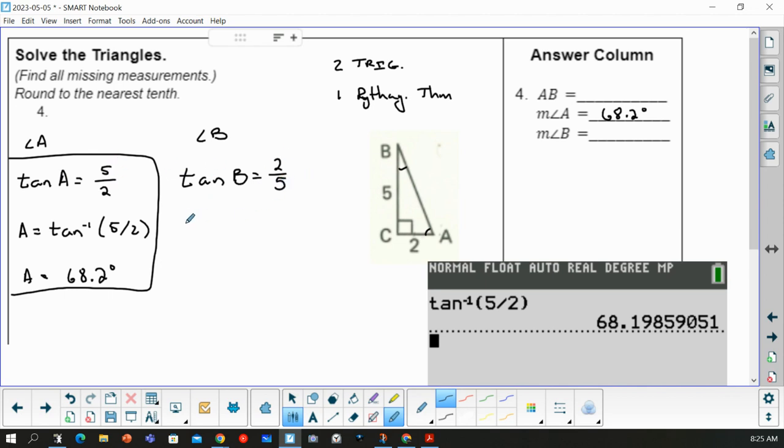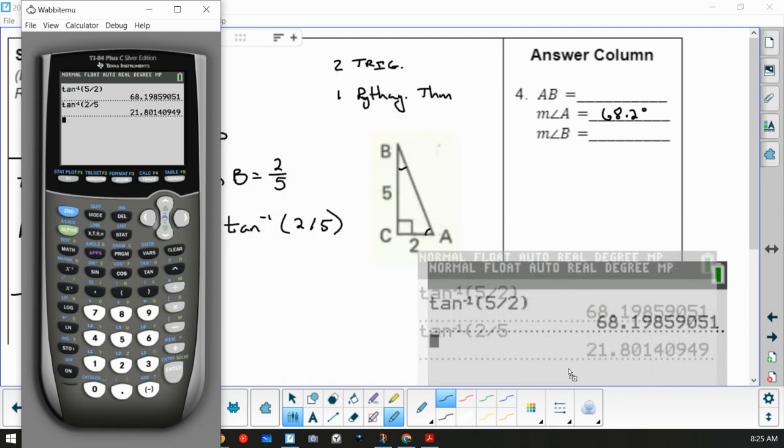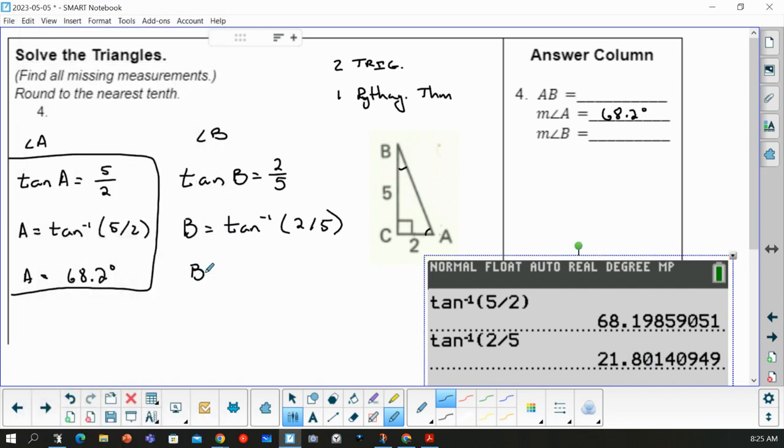Okay? All right, so angle B then, use our inverse tangent, tan^-1 of 2 divided by 5. And that's going to find our other angle. So I'm going to grab my calculator again, do second tangent 2 divided by 5, enter. Let me drag this down here. So we have both of them now. So 21.8. So angle B is 21.8 degrees.